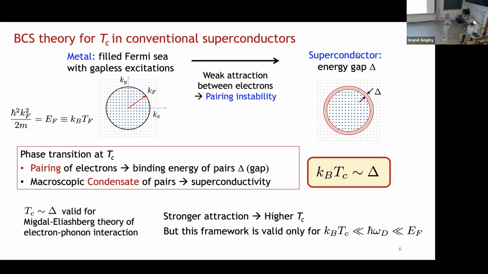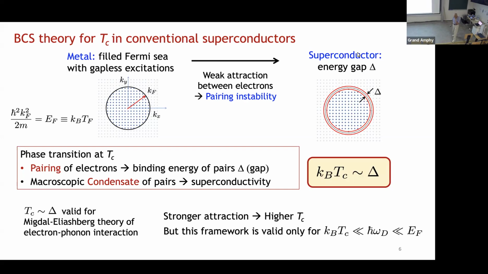Now, the fact that TC should scale with the gap, you can put in numbers and so on, that's not so important. But the larger the gap, the larger the TC, is an absolutely central fact of not only simple BCS theory, but its generalizations, Migdal-Eliashberg theory, which include details of the electron-phonon interaction. This would suggest that the stronger the attraction, the higher the TC, right? Because the stronger the attraction, the larger the energy gap, and therefore the higher TC.